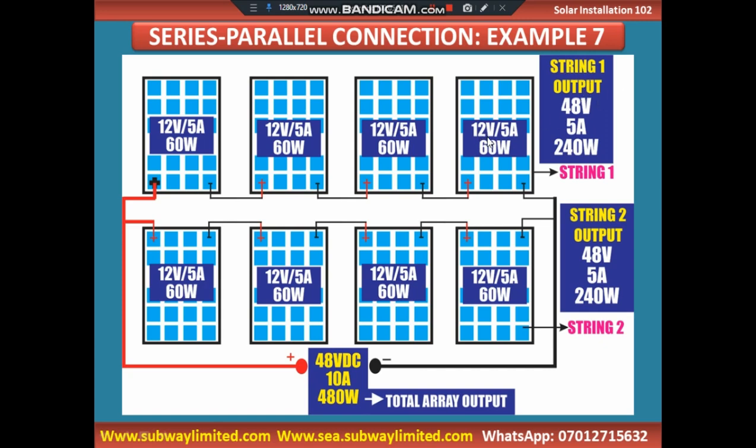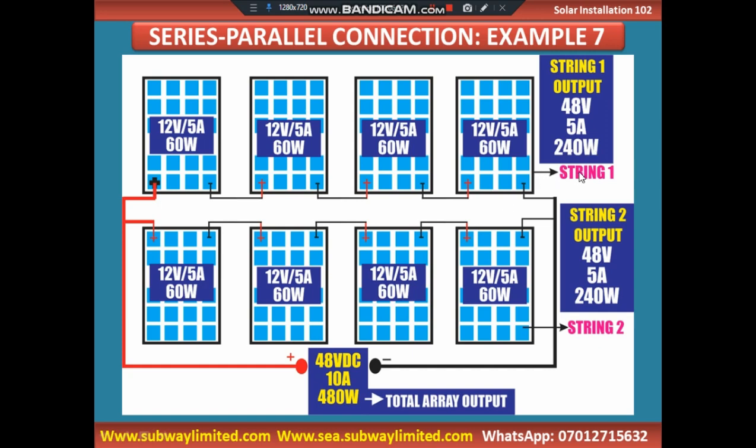Then you have to understand that when we are connecting the first string, what will be string 1 output? We are having 12 volts. They are connected in series. 12 times 4, that will be 48 volts. Current will remain constant. That will be 5 amp. And if you multiply these two, that will give you 240 watts. That is the output power you will have if you test it. If you link the positive here and the negative here, this will be the output power that you will have.